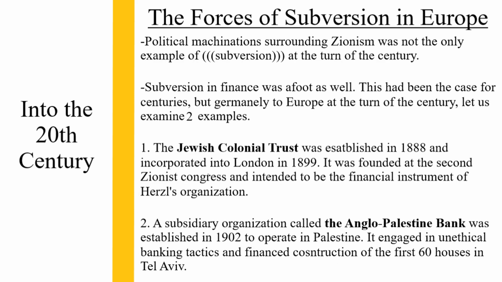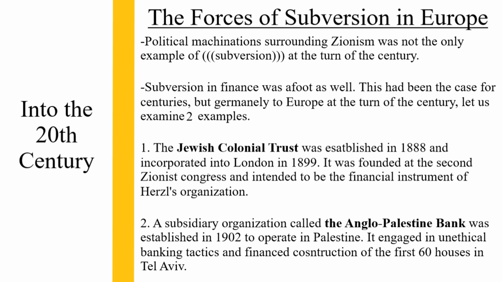But political machinations surrounding Zionism were not the only example of subversion at the turn of the century. Subversion in finance was afoot as well. This had been the case for centuries, mainly due to figures like the Rothschild bankers. But germane to Europe at the turn of the century, let us examine 2 examples that aren't the Rothschilds. So these other 2 examples, in addition to the well-known Rothschilds, are: the Jewish Colonial Trust was established in 1888 and incorporated in London in 1899. It was founded at the Second Zionist Congress, a year after what we talked about in the previous slide, and intended to be the financial instrument of Herzl's organization.